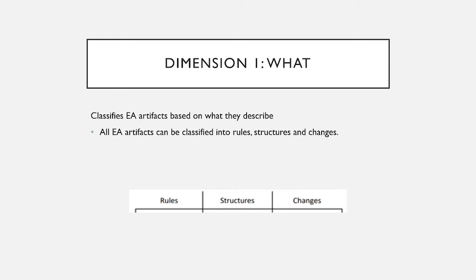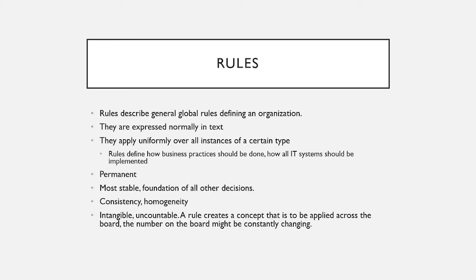On with the show, however. Dimension 1: what do EA artifacts describe? All EA artifacts can be classified into, as we've seen, rules, structures, and changes. Now, the rules describe general global rules defining an organization. Normally, they're expressed in text, and they apply uniformly over all instances of a certain type. For example, the rules define how a business practice should be done and how all IT systems should be implemented. Not just a specific system, a specific instance. It is sort of like the overarching methodology or line that you follow when doing these implementations.